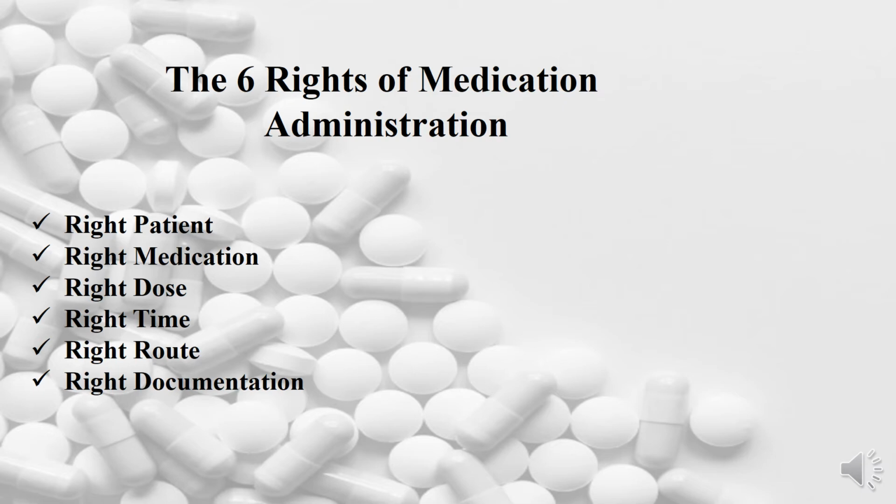Is it being given by the right route? You may receive an order to give 25 milligrams of Phenergan to your patient. Is that medication supposed to be given IM or IV? You need to know that you are giving it in the right route, because it can have fatal side effects if you give it in the wrong route of administration.